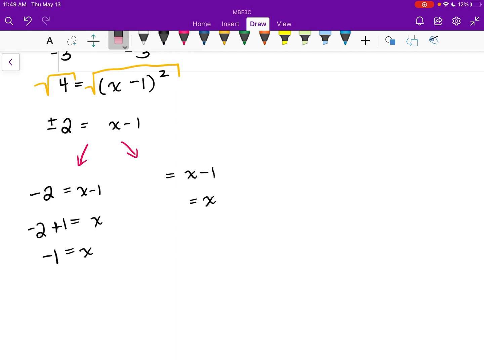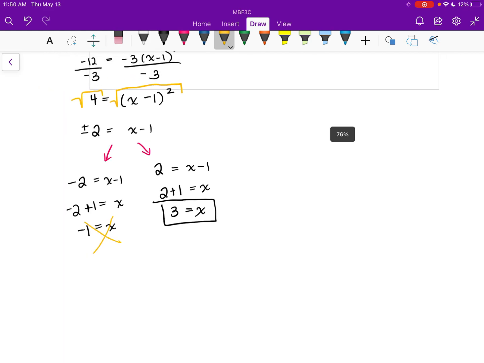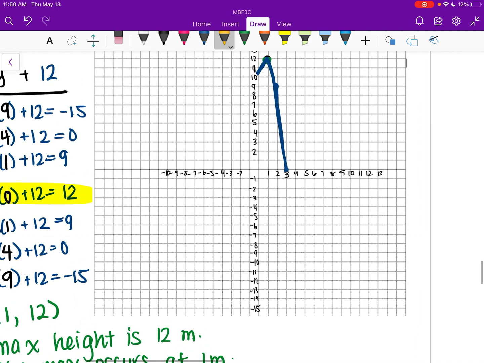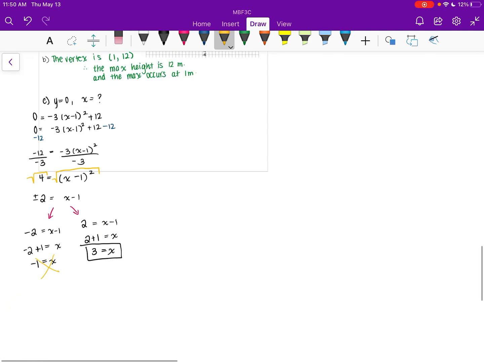And then I was like, that doesn't make sense. That's not what's on my graph. 2 plus 1, right, is going to give me 3. So I know x is 3. I can't have a negative distance. It has to be positive. So I can just ignore the negative solution. That's something we call inadmissible, right? I can ignore that. So I know that my x is going to be 3, which makes sense because here we can look from the graph. When it hits the ground, it's going to be at distance 3.